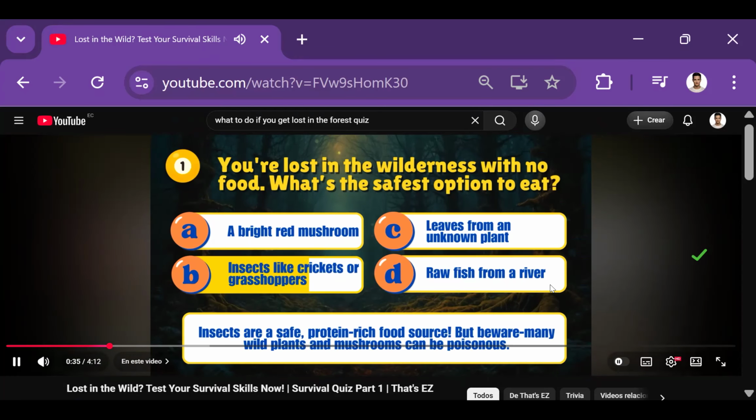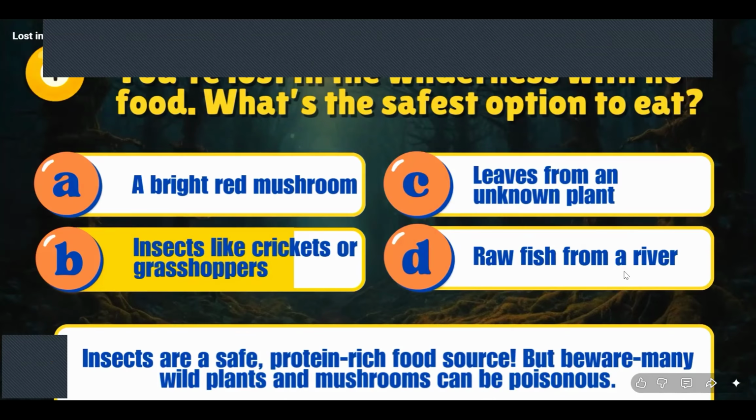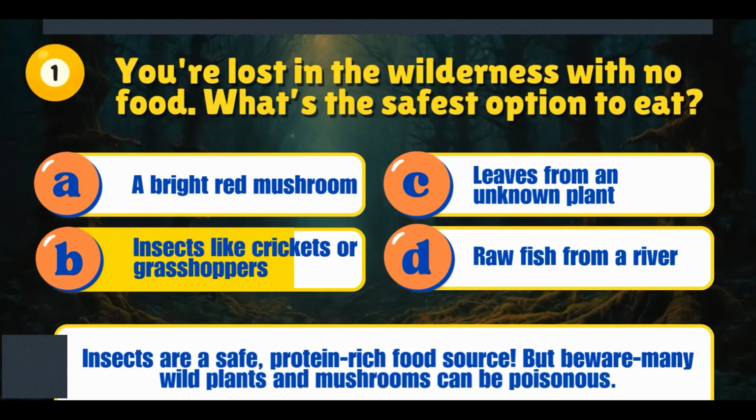okay? A menos, claro, que ustedes sean súper buenos pescadores para que lo puedan hacer, so you can do it. En ese caso, in that case, remember that that can be a good option, pero si no, the best option, crickets or grasshoppers. Okay, let's carry on to the next, and here we go, okay? Let's continue to the next, and here you are.